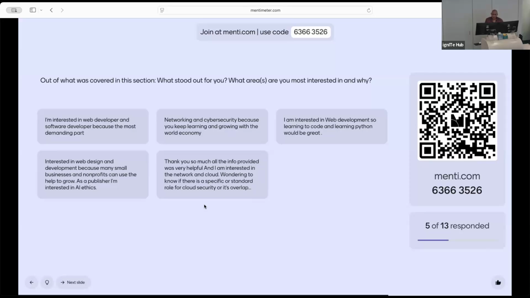Thank you. I'm interested in the network and cloud. Very related, very good. Wondering to know the specific or standard role for cloud security, or if there is overlap. So I think that is interesting because I always say that learning about networking is going to serve you in any area of IT. So if you're going to be focusing more on the cloud, you need to have that foundational knowledge in networking. Not as deep as if you will be working in cybersecurity, for example, because in cyber you need a deeper knowledge, since you're going to be protecting this network. Here, you need to understand how everything works because a lot of your cloud stuff is a network. The internet is a network. The cloud is a network that is not on your network, if that makes sense. So yes, networking is going to serve you. You don't need to go very deep into networking.